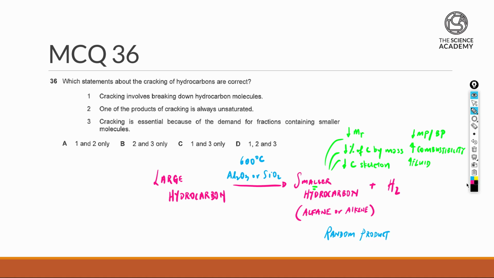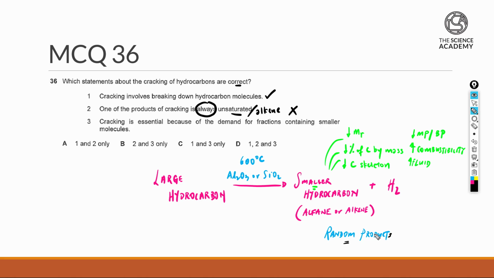So looking at the statements that are correct, cracking involves breaking down hydrocarbon molecules, definitely. One of the products is always unsaturated. Unsaturated refers to alkene. It seems to be okay until they use the absolute word of always. This is not going to be the case because products are always random.